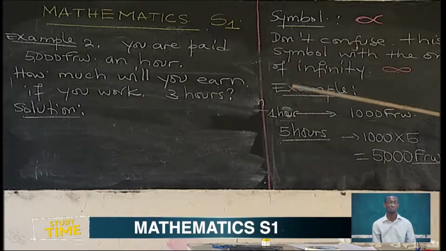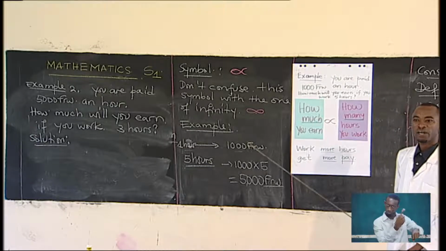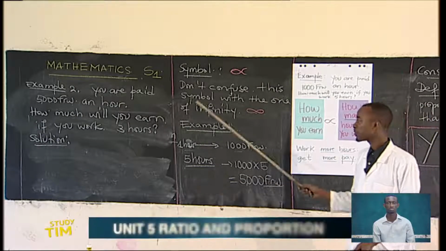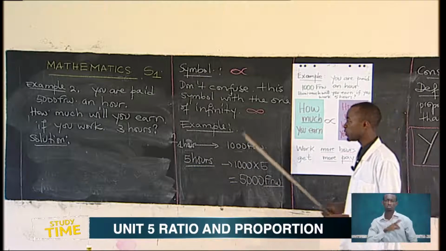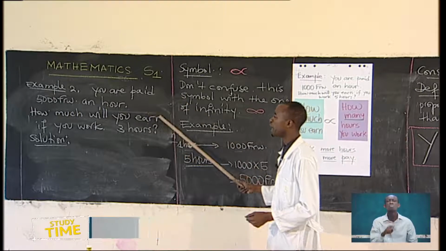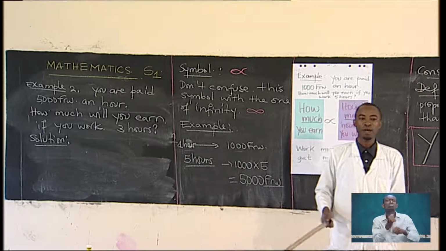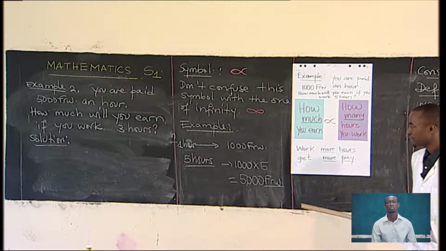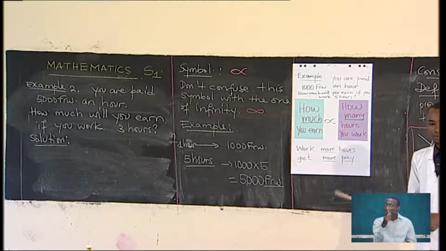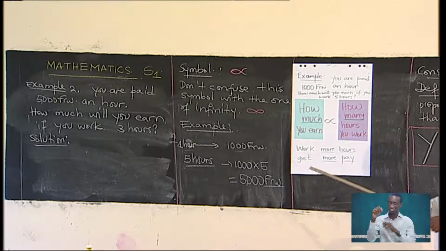You are paid 5,100 francs an hour. That's probably the work you are doing. And if you work 1 hour, you will be paid 5,100 francs. And you need to calculate how much will you earn if you work 3 hours. If you work 3 hours, how much money will you earn? I want you to try it down, just on a paper. And when you finish, we're going to do it together.